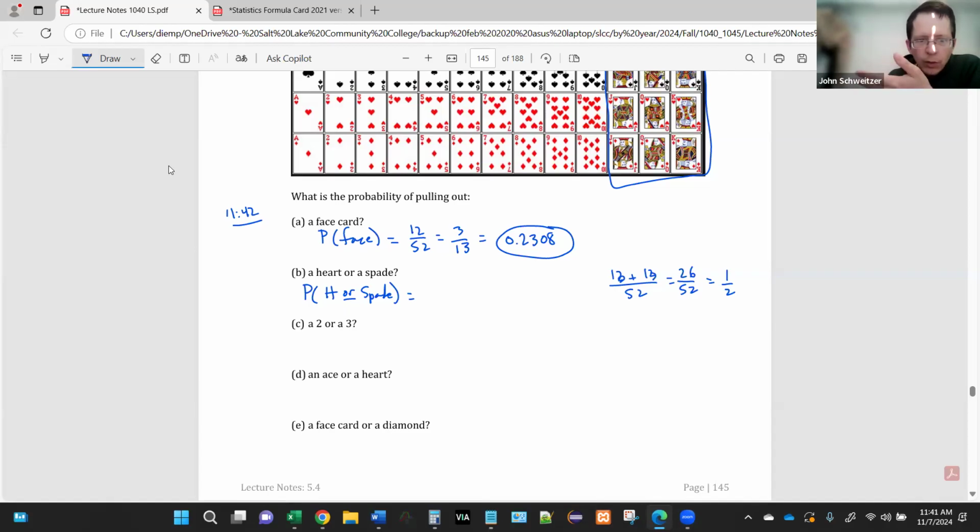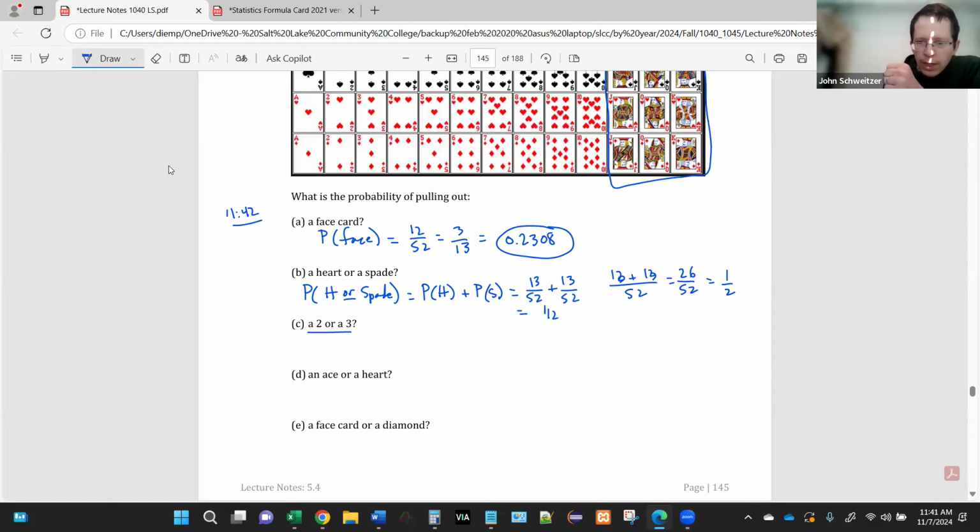And then, yeah, so Laura, the other way is to use the formula, which is to say that that's going to be probability of hearts plus probability of spades. And so no worries. For the hearts, that's 13 over 52, and for the spades, that's 13 over 52, which gives us the same thing, right? So it's a half, right?